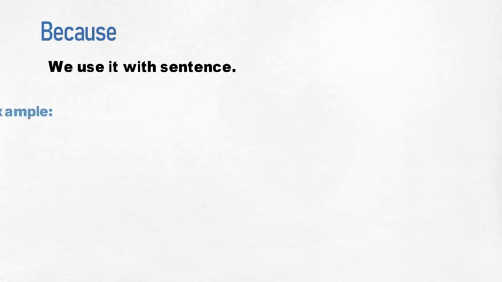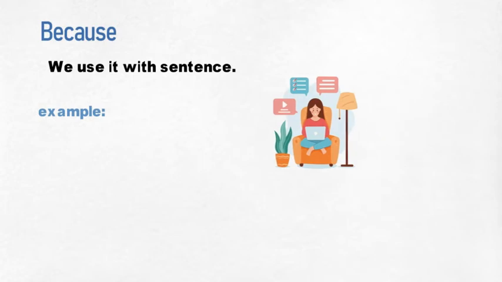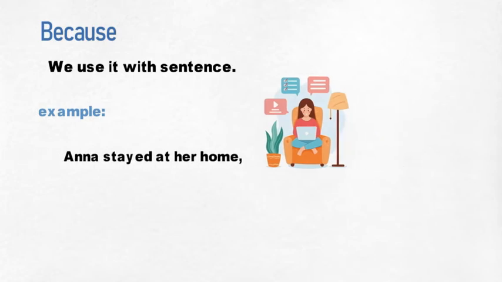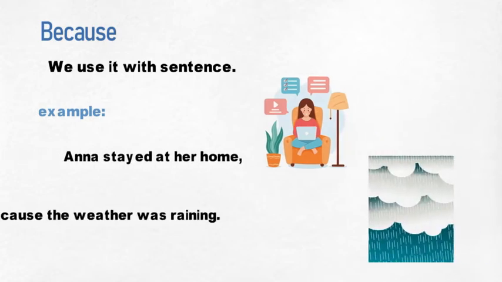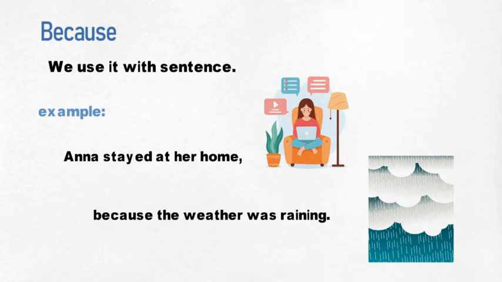So, first with because, I use it with a sentence only. For example, here as we can see, Anna stayed at her home because the weather was raining. And the weather was raining, this is the sentence.